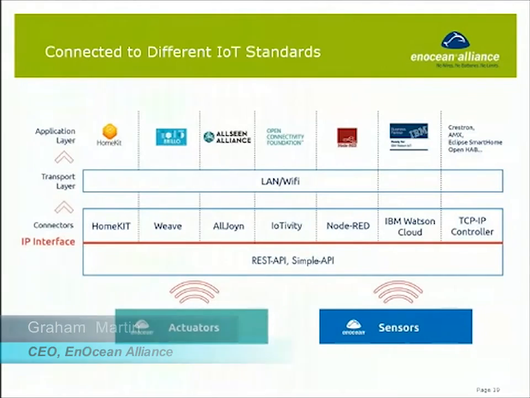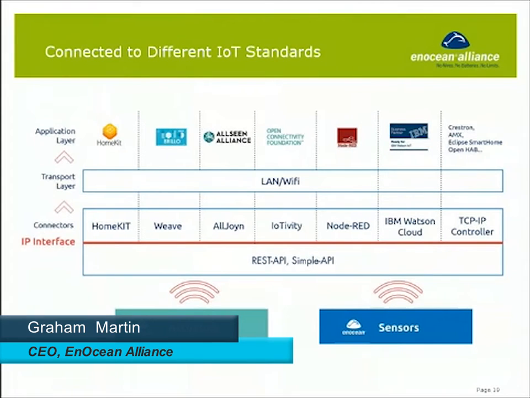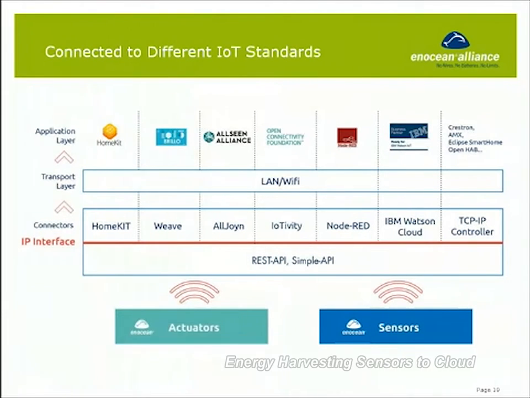So this has to be done in the receiver. So all the intelligence and the connectivity beyond the receiver needs to be done in a powered node. So for example, the Open Connectivity Foundation, which has now joined with the AllSeen Alliance, or Apple HomeKit, Brillo, Weave, IBM Node-RED, or into the Watson Cloud, or basically any other TCP/IP controller.